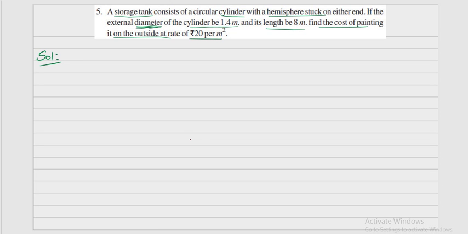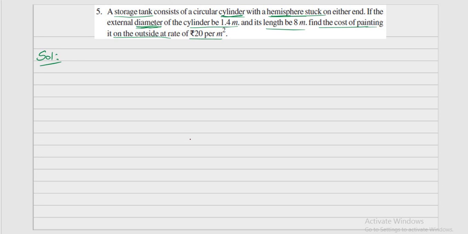Now if you want to paint it, where will you paint? Painting is done on the surface. So we need to find out the surface area of the solid, and after finding the surface area we are going to find out the cost of painting. Now let us see what things are given. We are given a cylinder and a hemisphere.